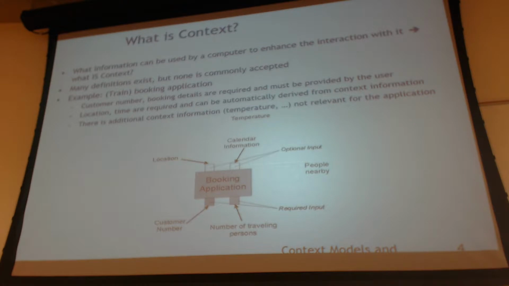Initially, people were studying different types of context applications. One of these applications is a ticket booking application, the railway ticket booking application. If you consider this application, when you are trying to develop software for railway ticket booking, there are many variables to take into account. First of all, you need the customer number, then you need the number of traveling people.